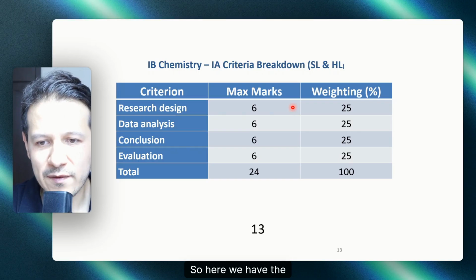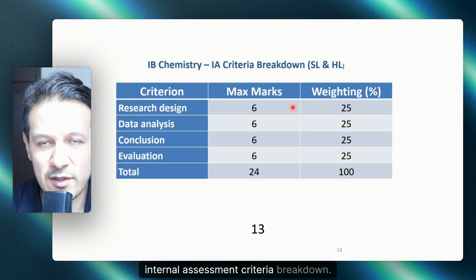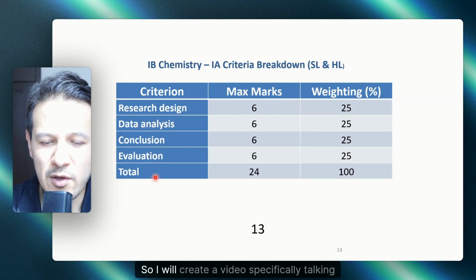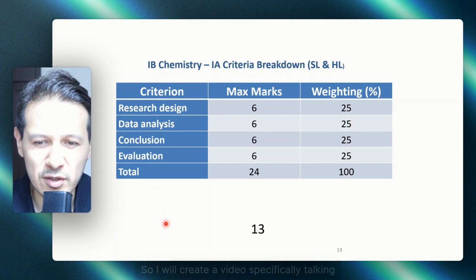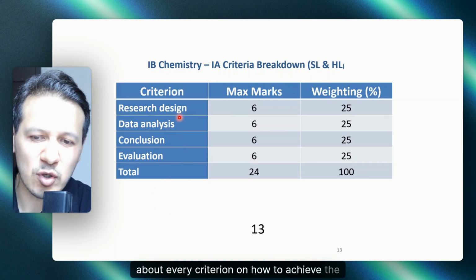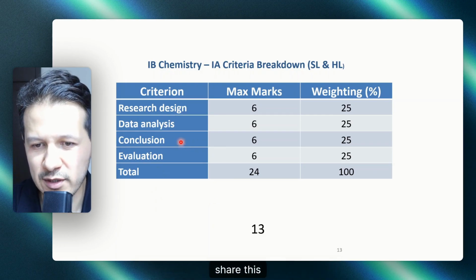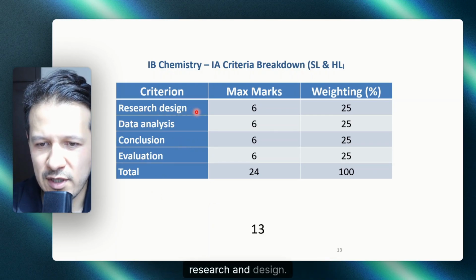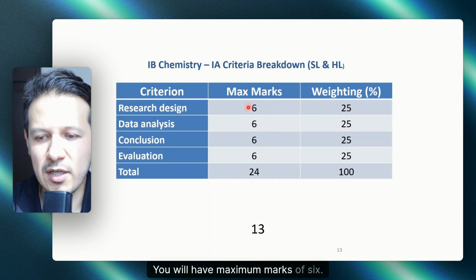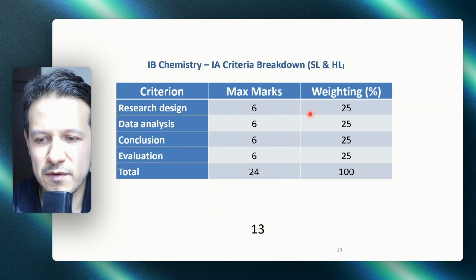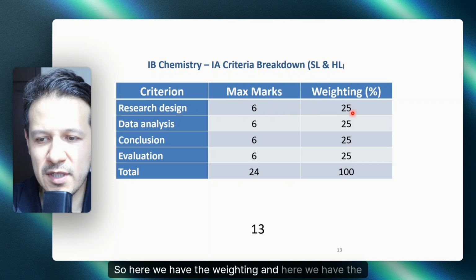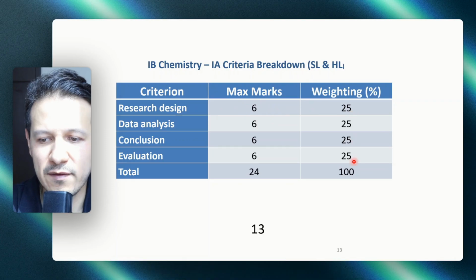So here we have the internal assessment criteria breakdown. I will create a video specifically talking about every criterion and how to achieve the highest mark for each criterion. I will create this and I will share this. Research and design, you will have maximum marks of 6. The weighting is 25%. So here we have the weighting and here we have the maximum amount of marks.